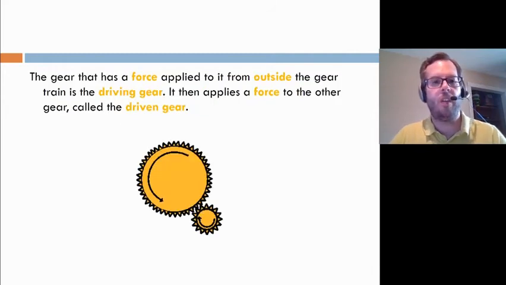So just to review our terminology, the gear that has force applied to it from the outside, so in the case of the bicycle from the pedals, that gear is called the driving gear. And then it applies a force to the other gear called the driven gear. And so that would be your rear sprocket set on the back of the bike. So on the rear tire or the rear wheel, there would be a sprocket set there. That's your driven gear on a bicycle, and the driving gear is the gear that's attached to the pedals, the crankshaft.